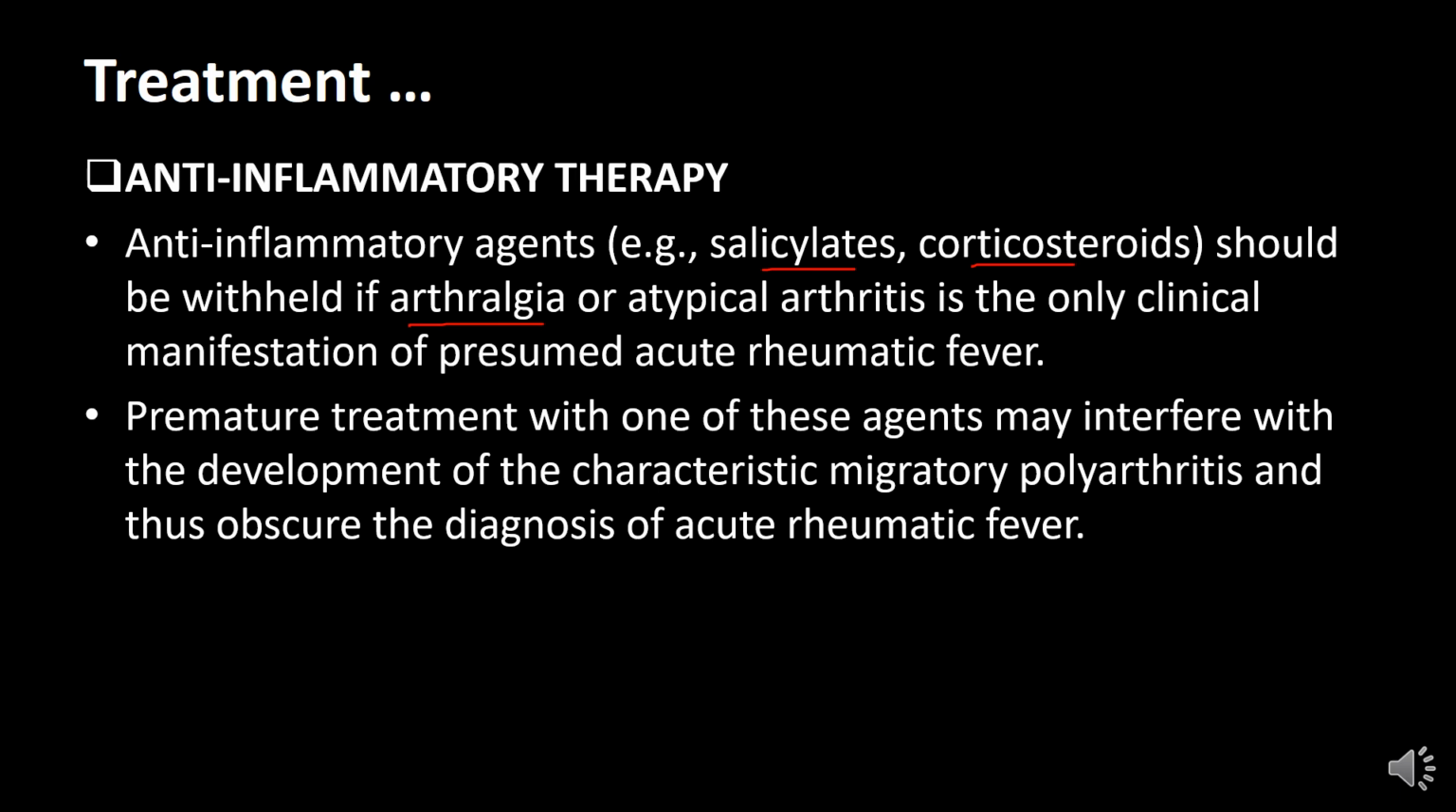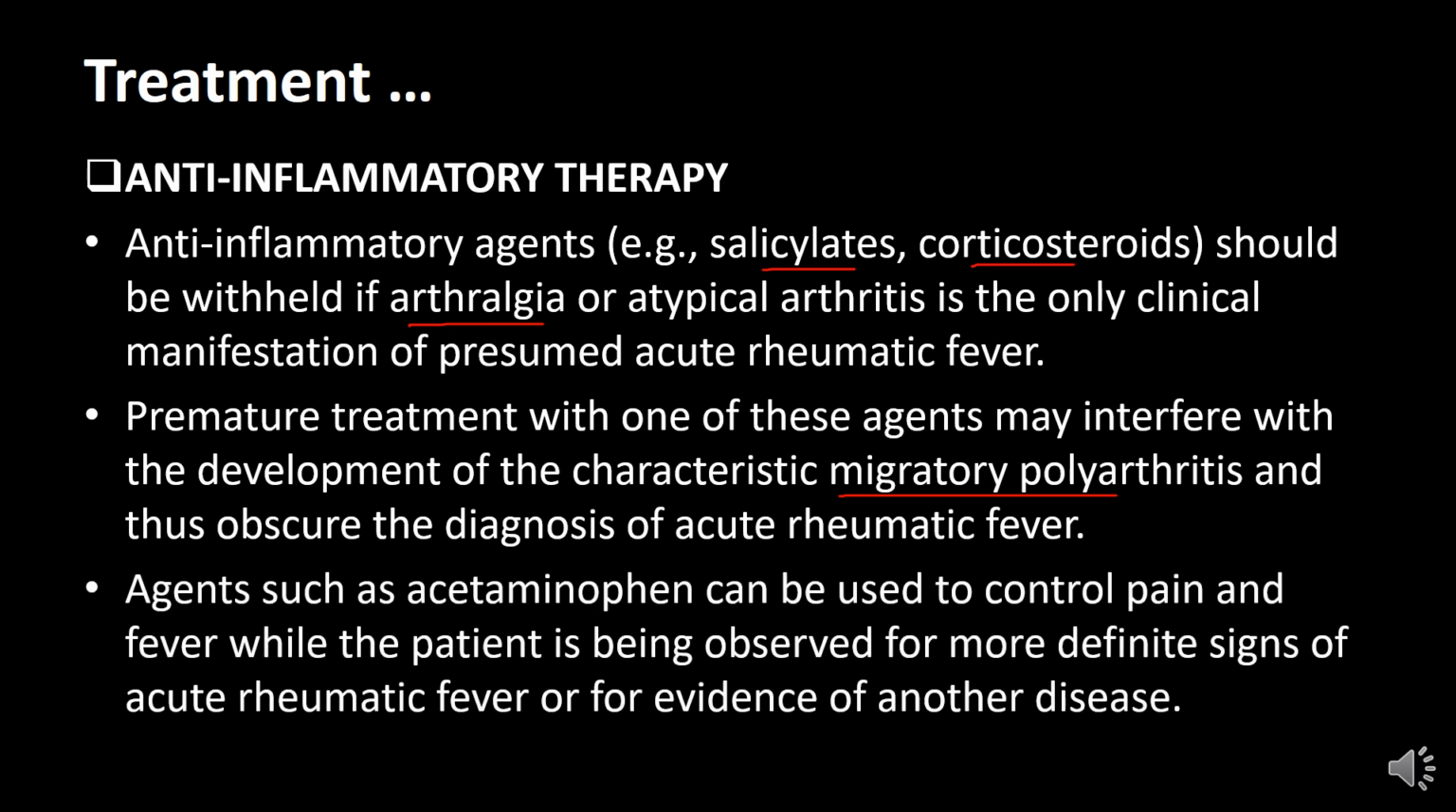This is because when you give salicylates prematurely, you're going to mask the real migratory polyarthritis, and then you will not be able to make a concrete diagnosis. So long as you're able to control the pain, as you're observing the nature of the arthritis and how it is behaving, that is sufficient. And then once you are sure, you can put the child on salicylates. So this is what I'm saying, that other options can be used in order to control the pain.